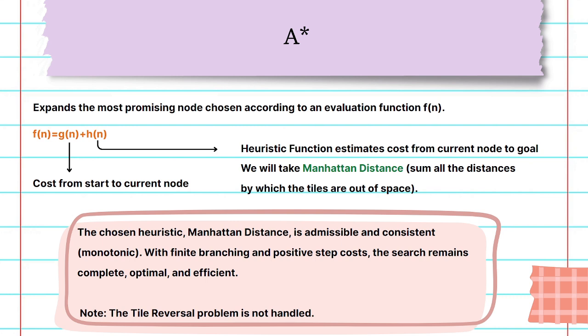A star algorithm expands the most promising node chosen according to the evaluation function f(n). The evaluation function f(n) is a combination of two other functions, g(n) and h(n). g(n) is the cost from the start to the current node, and h(n) is the heuristic estimate from the current node to the goal. For the 8 puzzle, we use the Manhattan distance heuristic, which is the total number of steps each tile is away from its goal position.